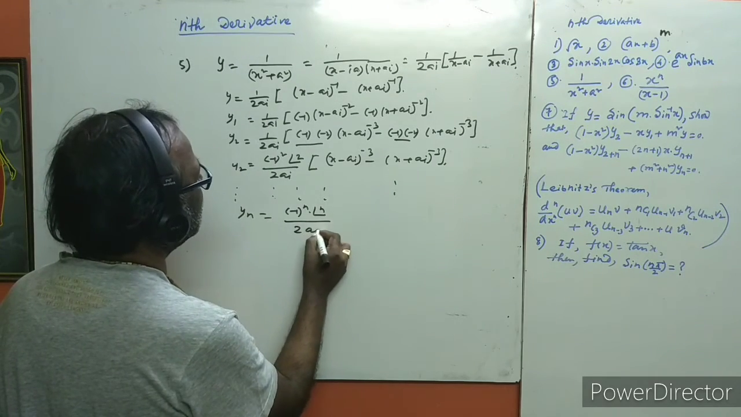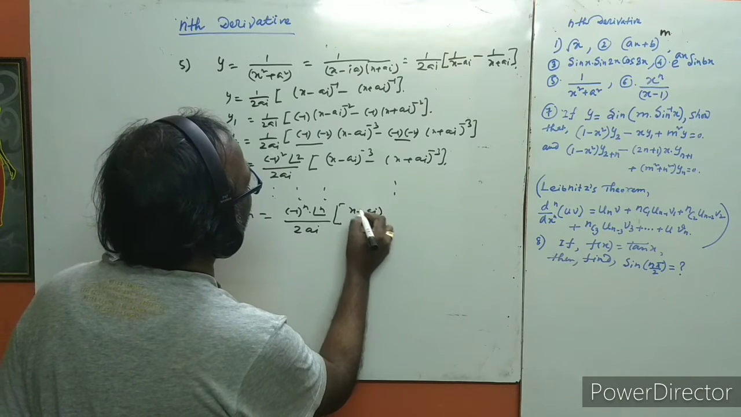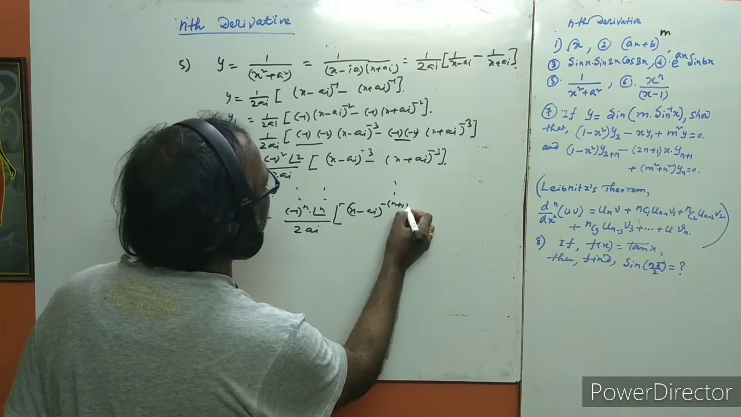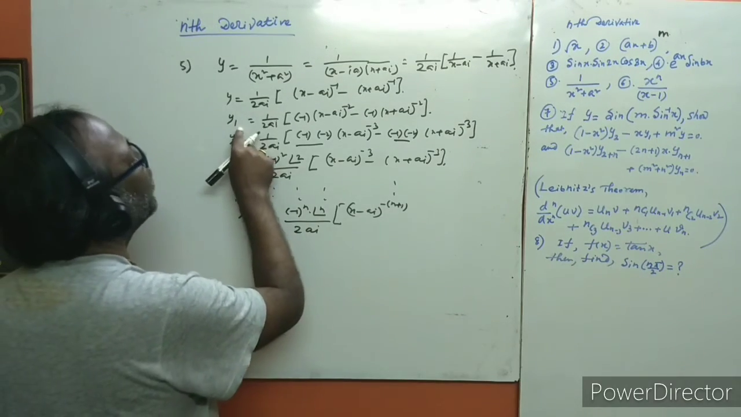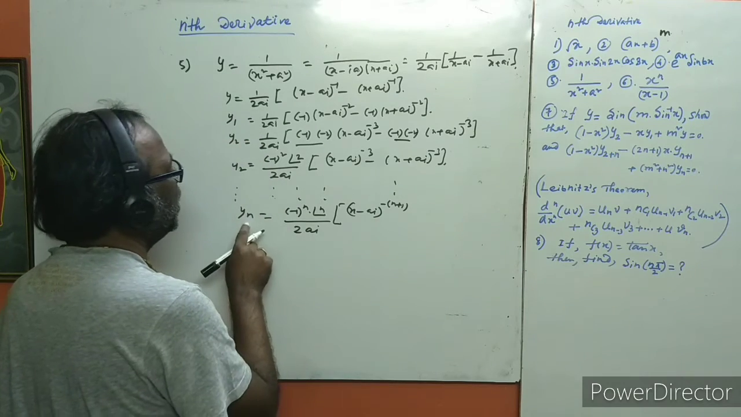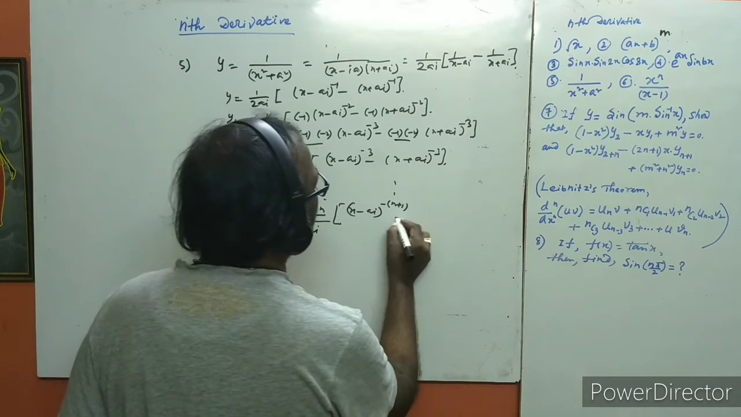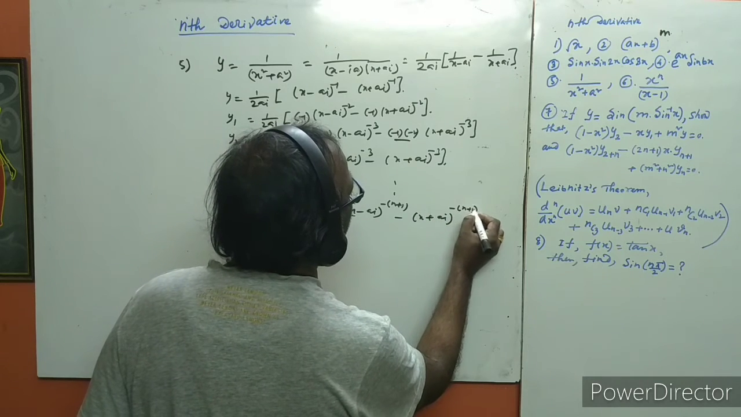And also 2ai is common, no change there. Now here, x minus ai will have the power n plus 1. If they are 2, then the power will be 3. If they are 1, their power will be 2 here. And then one more here. Now here, x plus ai to the power minus n plus 1.